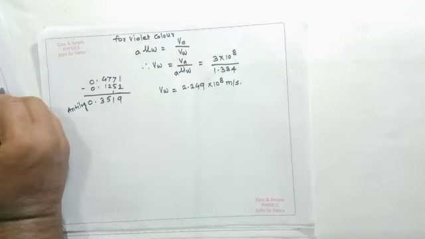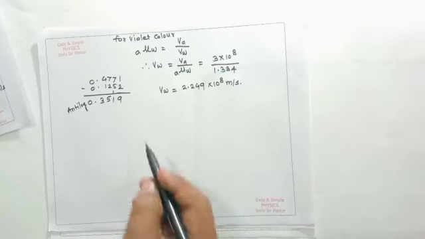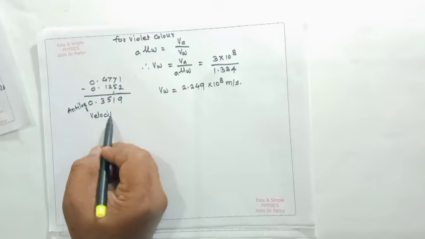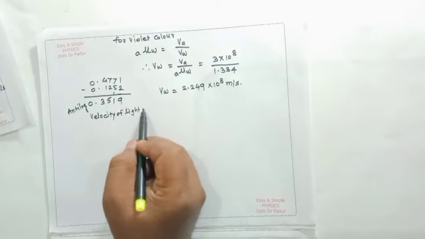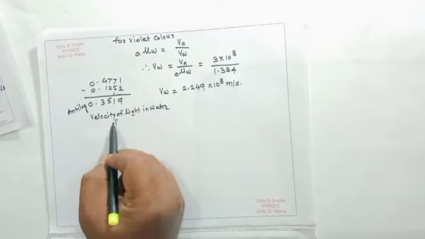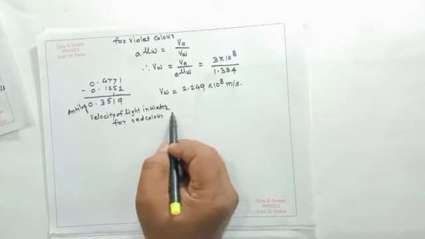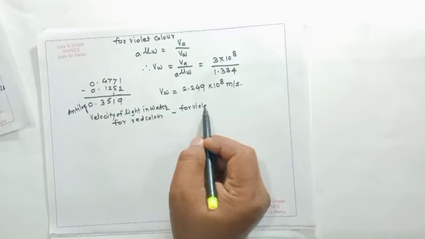So here two velocities are given. One velocity is for red color, another velocity is for violet color. So we can subtract the velocity of light in water for red color minus that for violet color.